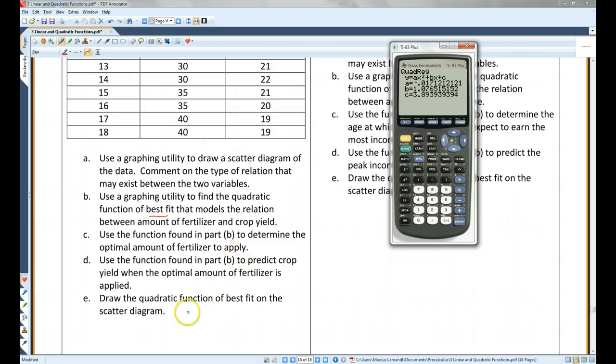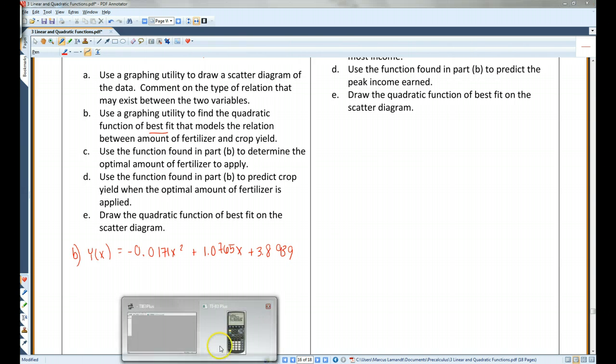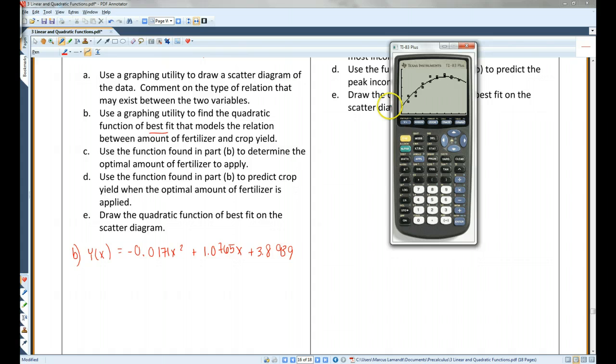I'm going to write it down here. y of x equals negative 0.0171 x squared plus 1.0765 x plus 3.8939. Okay, and if you graph this on your calculator, it will show you the best fit curve. Now use the function found in part B to determine the optimal amount of fertilizer to apply.